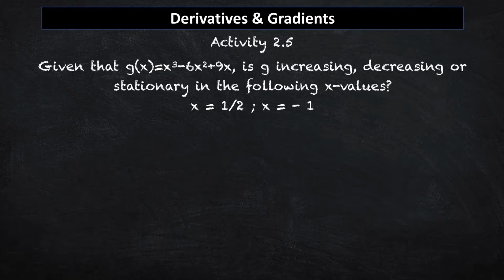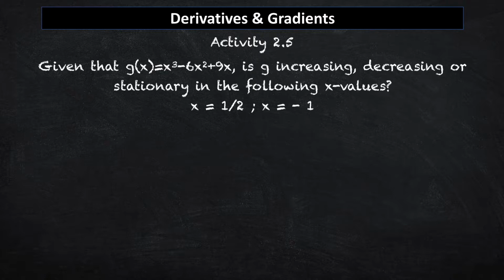Let's now have a look at the activity 2.5. The activity 2.5 says, given that the function g is x to the power of 3 minus 6x to the power of 2 plus 9x, is g increasing, decreasing, or stationary in the following x values, x equals to 1/2 and x equals to minus 1?